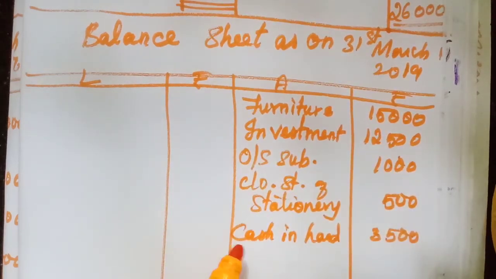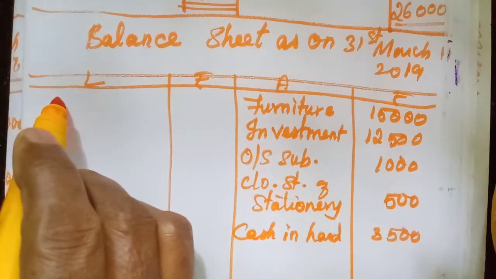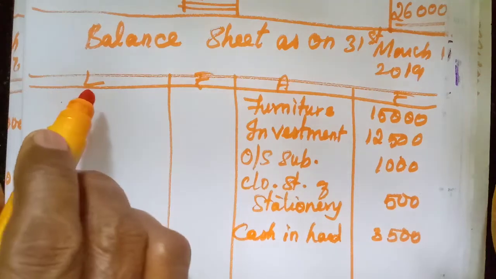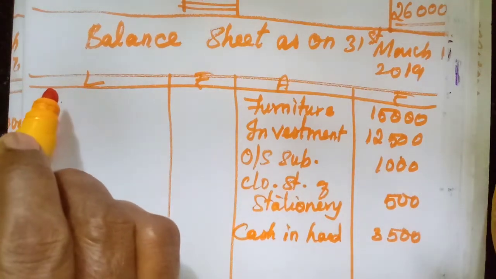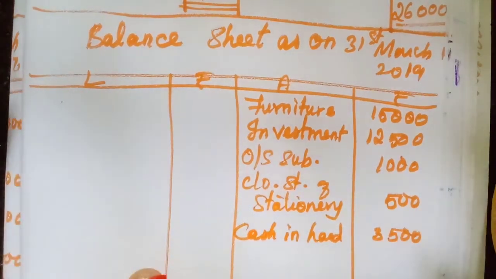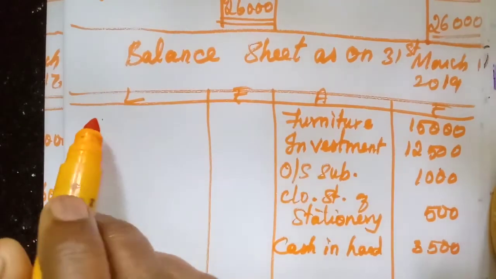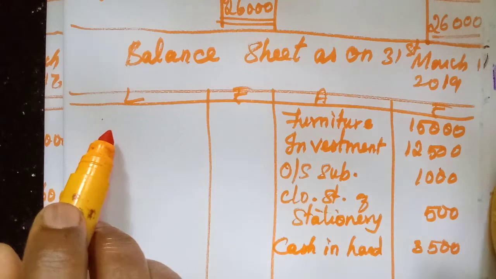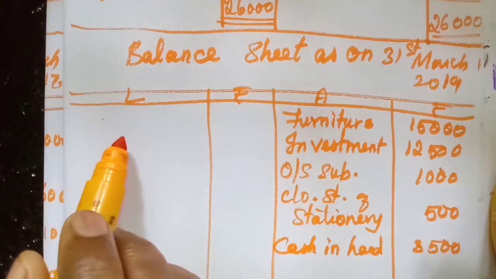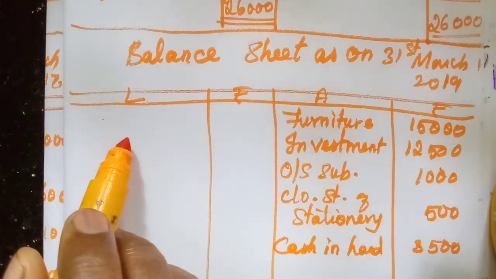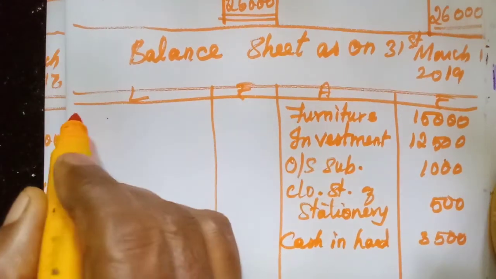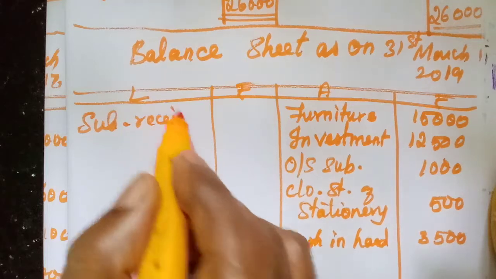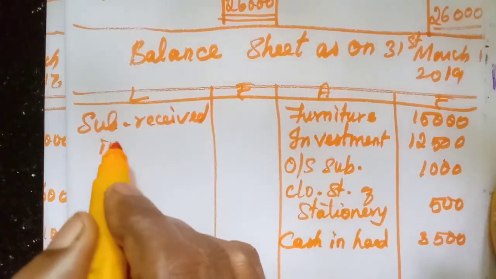Okay, now we will write the liabilities side. Here this one, opening will not come, isn't it? Opening will not come. Then the subscription 12,500 we have taken. This 1920 we have received this year, isn't it? So that is a liability. Subscription received in advance.